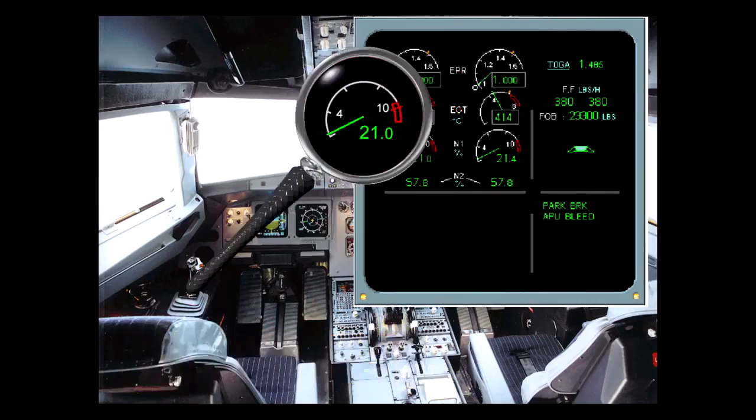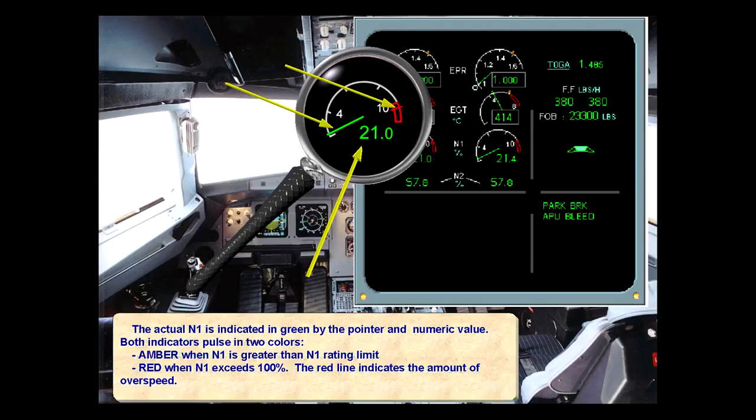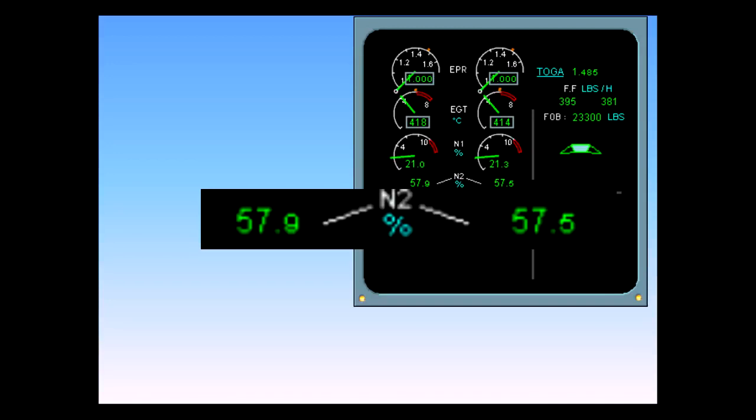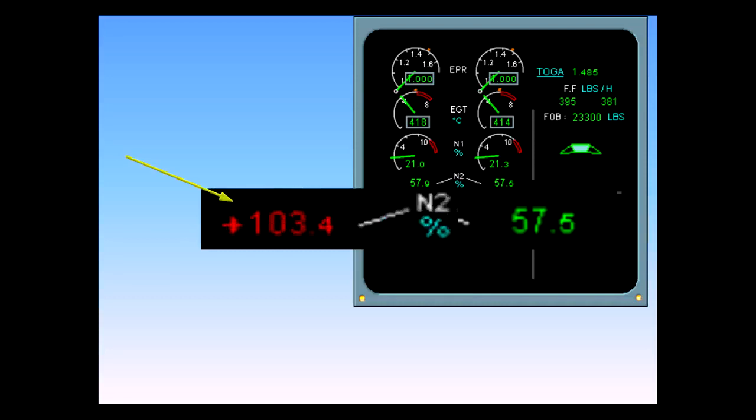The actual N1 is indicated in green by the pointer and numeric value. Both indicators pulse in two colors. Amber when N1 is greater than the N1 rating limit. Red when N1 exceeds 100%. The red line indicates the amount of overspeed. The N2 gauges consist of a white N2 identifier with the actual N2 speed shown numerically in green. Should an overspeed occur, the N2 value will turn red, and a red plus sign will appear next to the number. Even if the overspeed is corrected, the red plus sign will remain until maintenance action is taken.